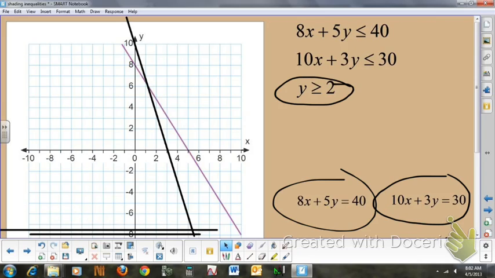If we want to graph y is greater than or equal to 2, then we can simply graph y is equal to 2, and we can just go to y is 2, and it's simply a straight line across there. So that's the three graphs. Now we've got to turn them into inequalities and shade them to see what happens with that.